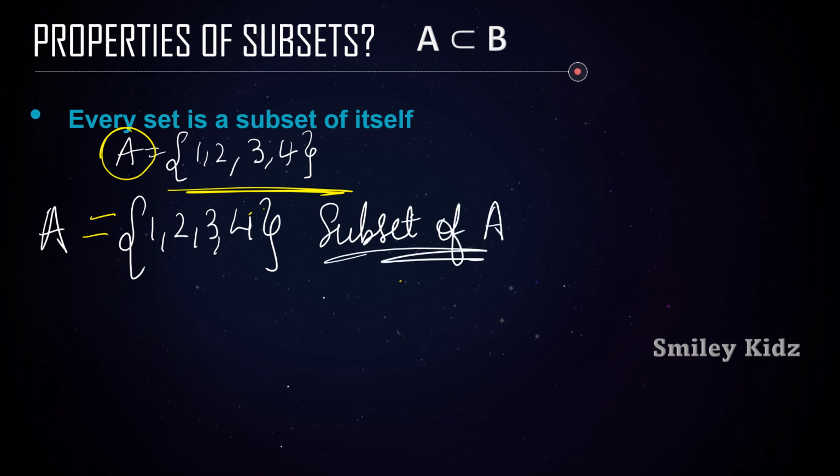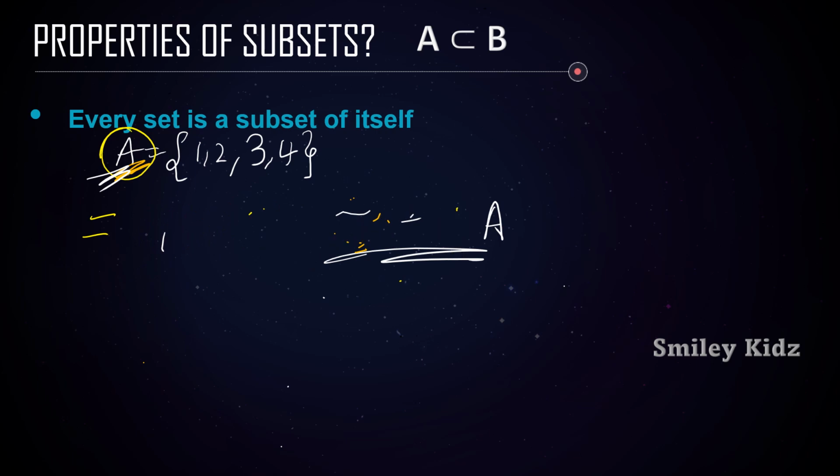Now you might ask me, how can it be a subset of A? Here 1 is there, 2, 3, 4. If the elements of A are present in this A, then it is definitely a subset of A, isn't it? So what would be the conclusion over here? Is there any change in the elements that I have displayed in this set and this set? No, isn't it? They are the same sets. That means every set is a subset of itself.